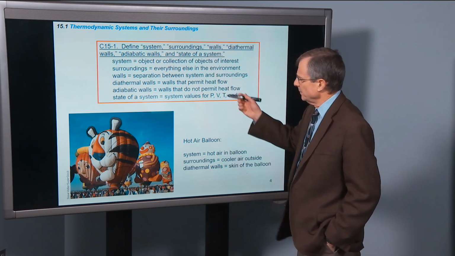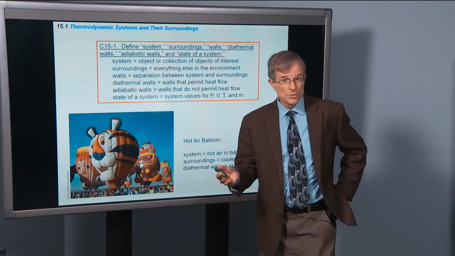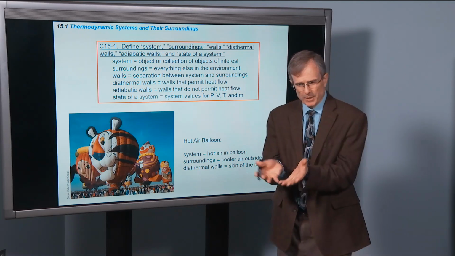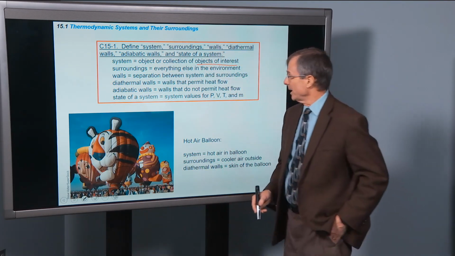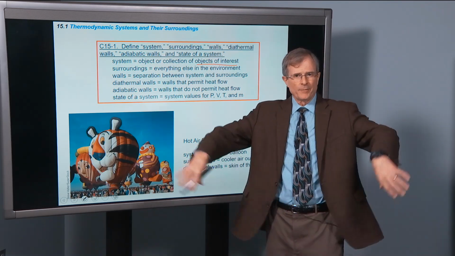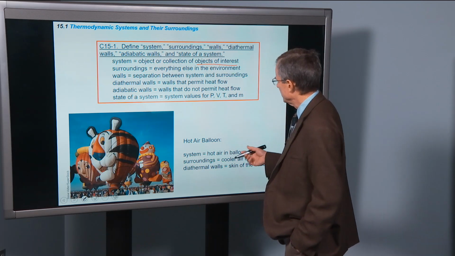The system is, we use the word system like we did in previous chapters. You draw a dotted line around the objects of interest. The surroundings are everything else in the environment around those objects. The walls are the separation between the system and the surroundings.